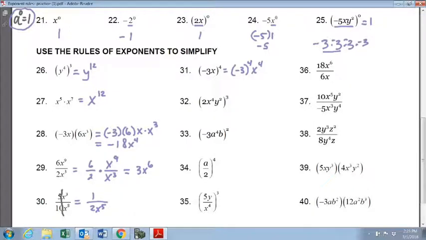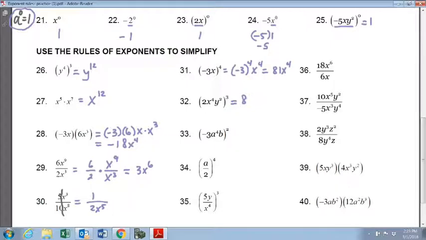Well, here you get 9, and here you get 9, and so you are going to get 81 here. So let me erase my work here. All right, so we're going to end up with 81 x to the 4th. All right, on number 32, we're going to cube 2. That's 8. 2 times 2 times 2.